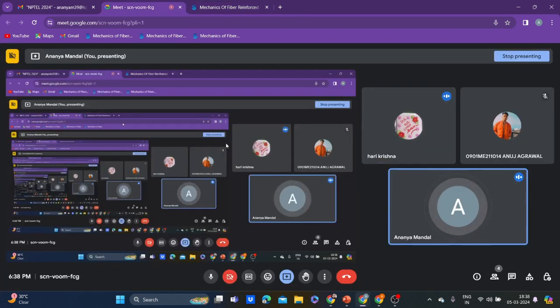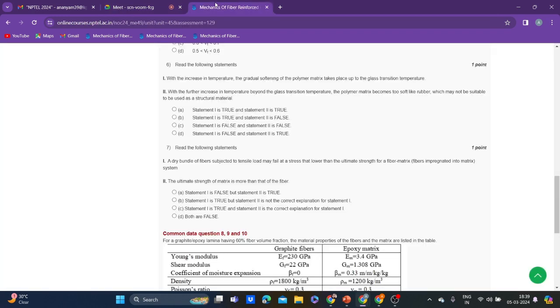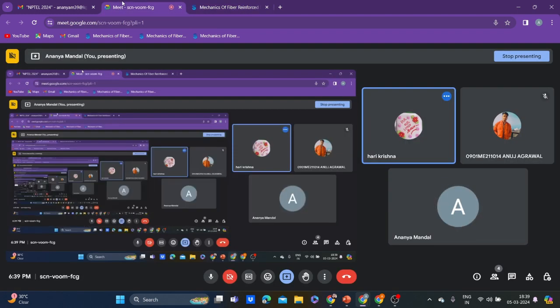But also, sir has taught that the matrix has lower strength than fibers. Ma'am, which option is correct? The first statement is true, and the second one is not true, because the ultimate strength of the matrix will be lesser than the fiber. Okay, ma'am.